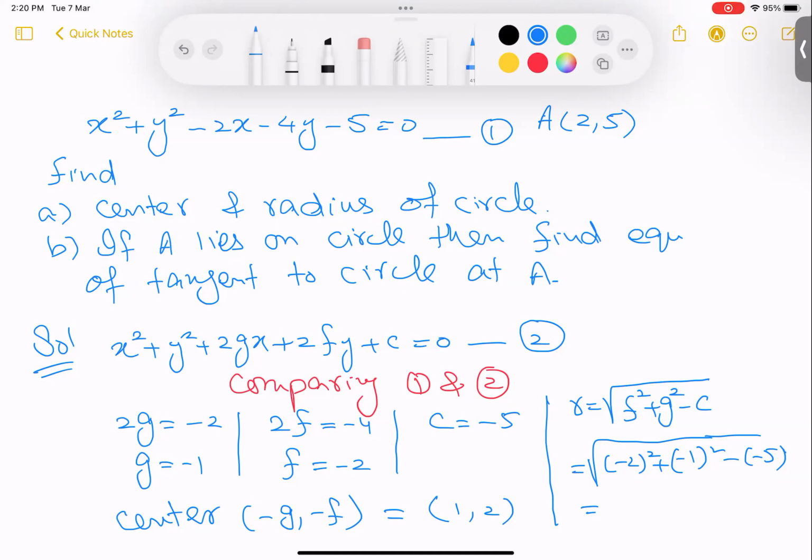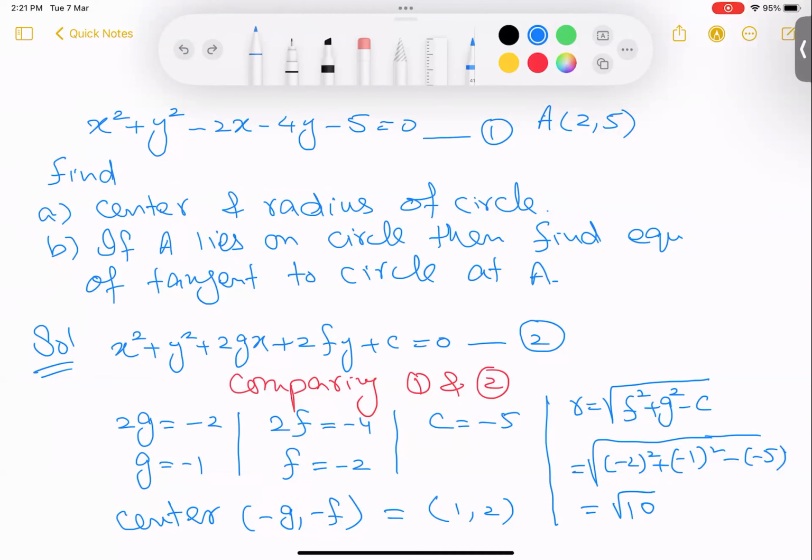Root 10, all of you know, we will not write in decimal form, just the exact value. Let's check again: 2 squared is 4, plus 1 is 5, plus 5 is 10. So root 10. I think all of you understood how I got the center and radius. It's a revision of the previous lecture.